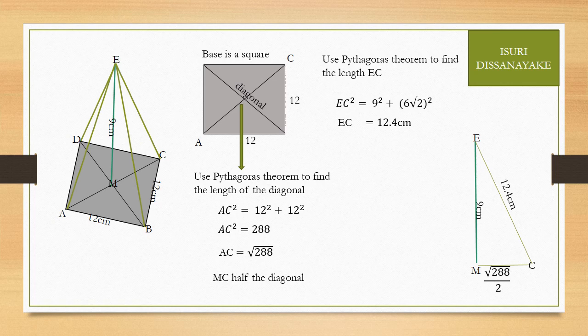Thereafter, the question requires you to find the angle which EC creates with the square base. If I take it from the triangle, they ask for this angle ECM. This is a right angle triangle, so you can use the sine ratio, which is opposite divided by the hypotenuse. The angle ECM is equal to 46.54 degrees.